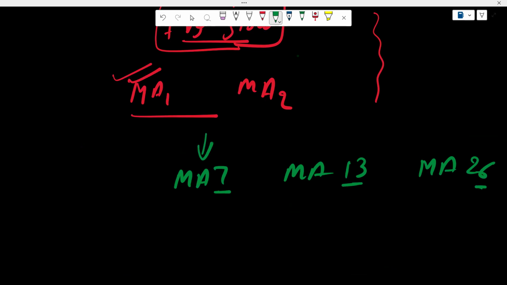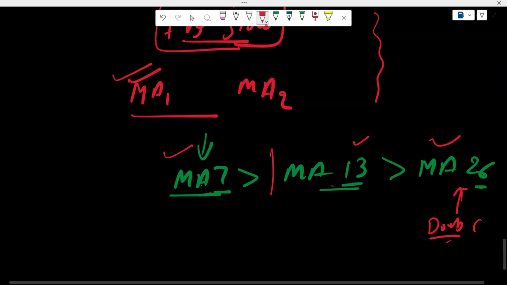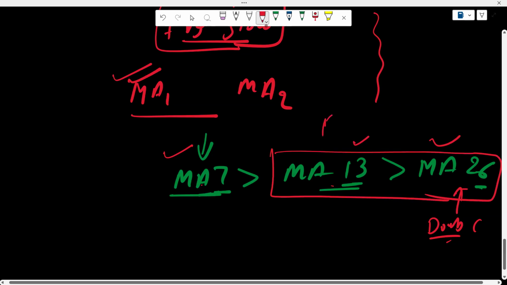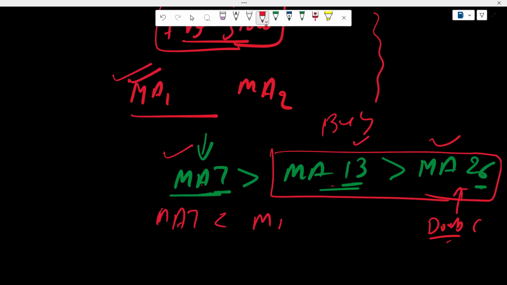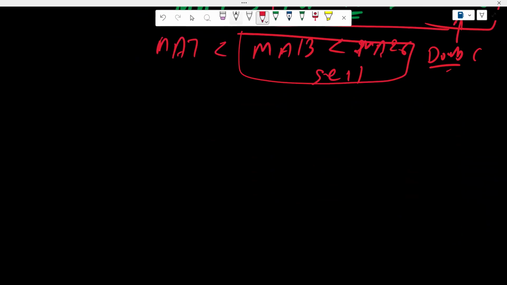I will make this the fastest one. When the fastest is crossing these two, 13 and 26. Crossing 13 is also good, but 26 is for the double confirmation. I just wanted the double confirmation that this 7 is crossing 13 as well as 26. When it crosses both, you will buy. And when MA7 is going down, through both 13 and 26 on the chart, then you can sell.